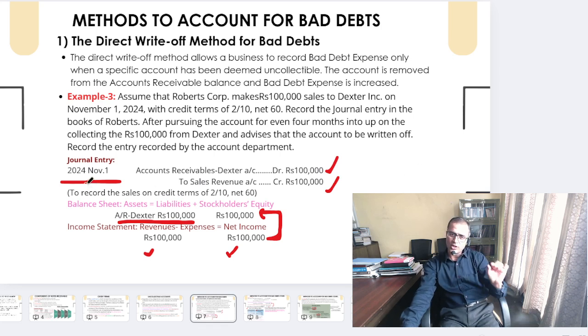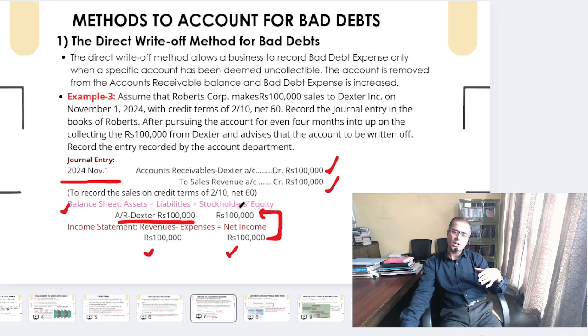So your first journal entry would be: account receivable account debit to sales revenue, right? And how we would record this one, its effect in the balance sheet, that is the accounting equation: assets equals liabilities plus stockholder equity. Account receivable is simply one of the important components of current assets, so you say account receivable, and stockholder equity is also 1 lakh.